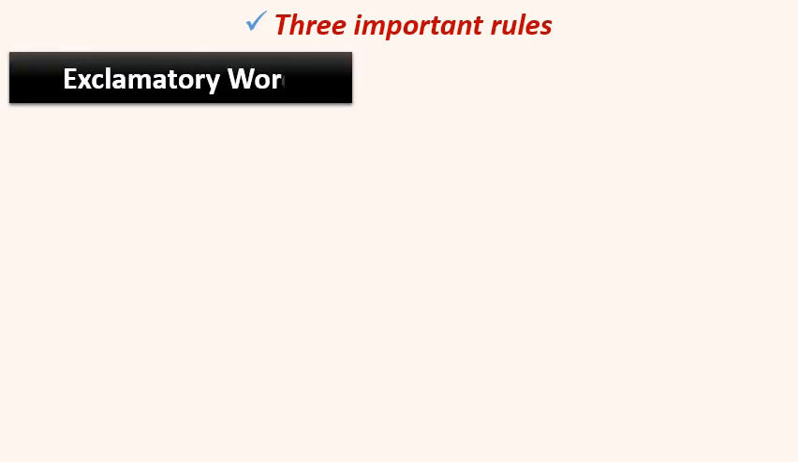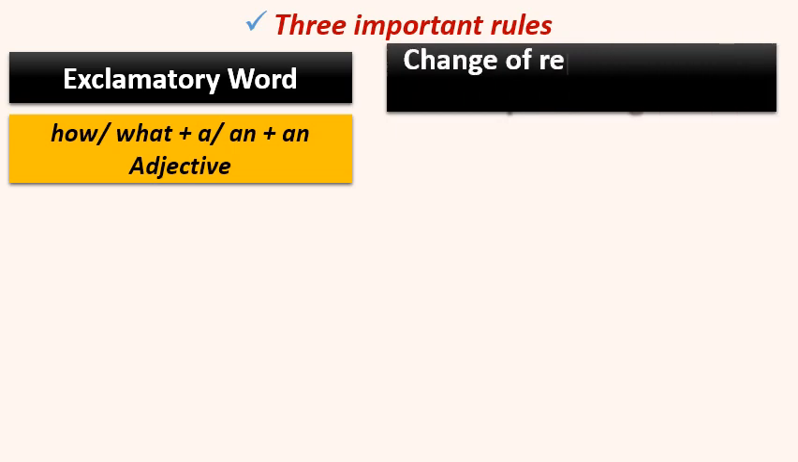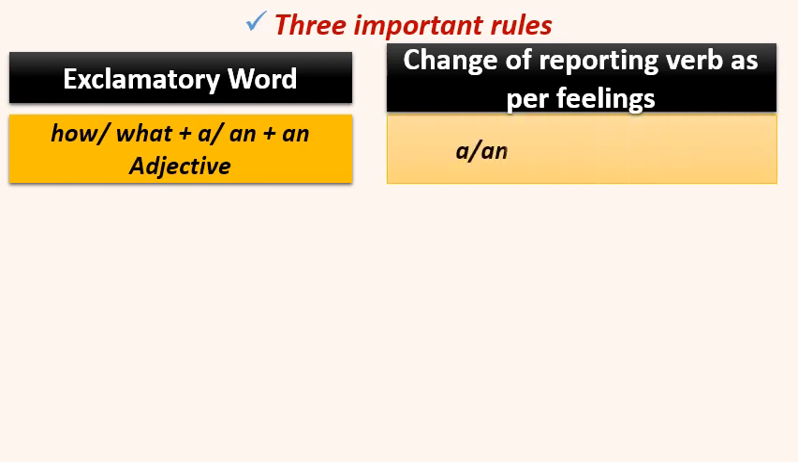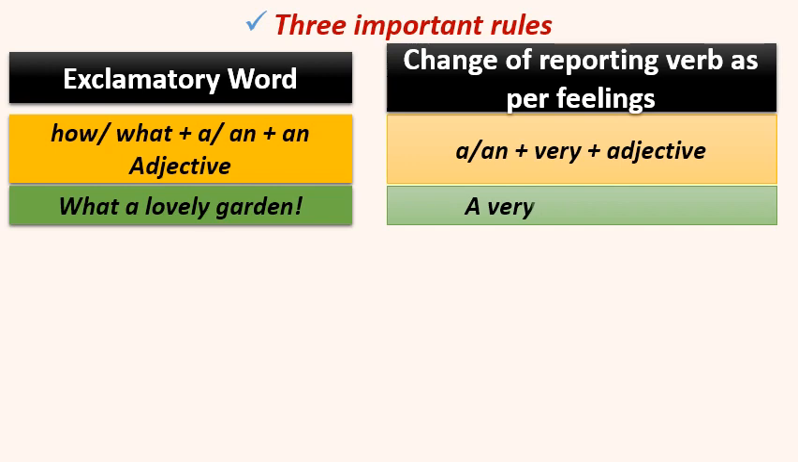Students, you have to keep three important rules in your mind in the case if the whole sentence is in exclamatory form. So, if the sentence structure of the reported speech is how or what plus a or an plus adjective, then it gets converted into a or an plus very plus adjective. For example, what a lovely garden! Exclamation sign. So the result will be a very lovely garden.